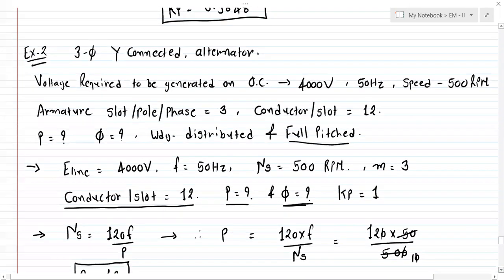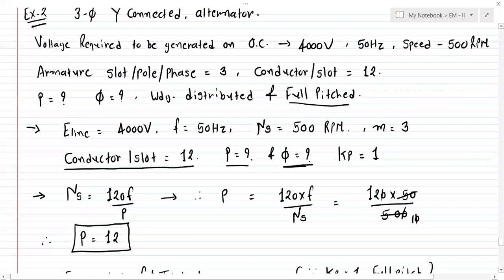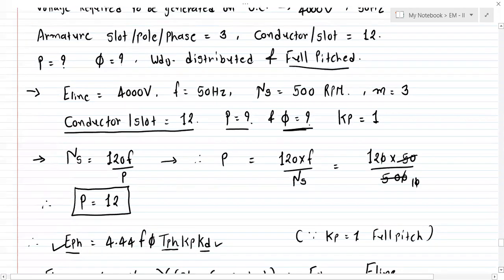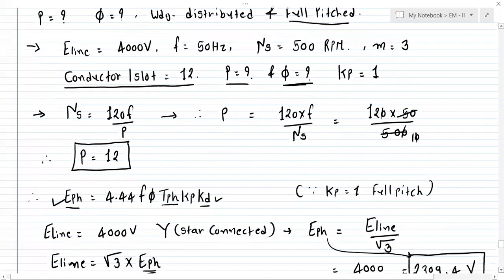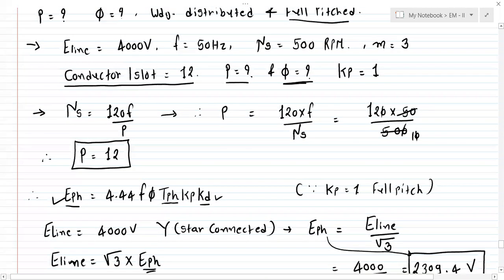If anyone has any doubt, you can ask me a question. So what we have to find? We have to find the pole and flux. For pole, we have the equation of the synchronous speed, Ns is equal to 120 F by P. From that we can find the number of poles. And for flux we have another equation, the EMF per phase, which is 4.44 F phi TPH KP KD.